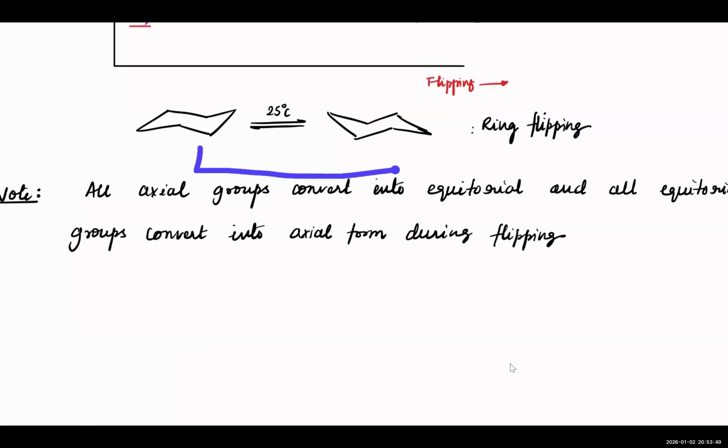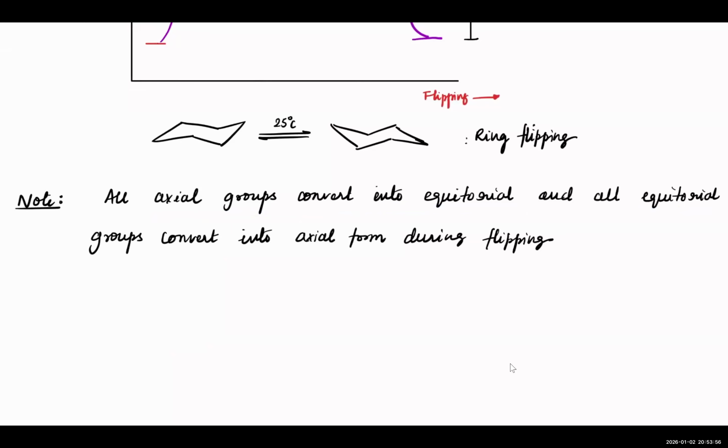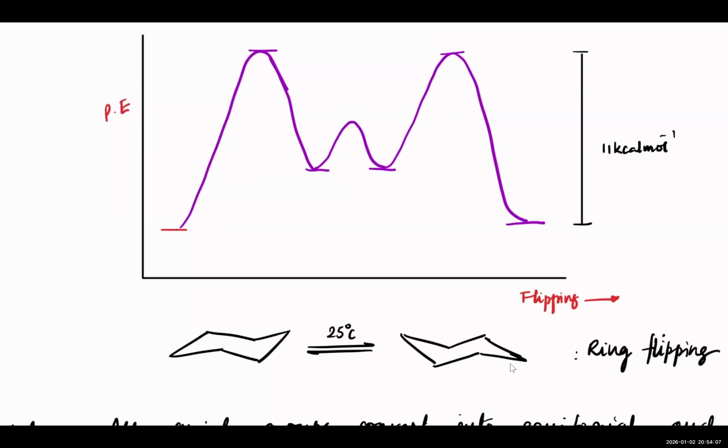Usually, the flipping happens on its own at around room temperature. All the axial groups convert into equatorial and equatorial convert into axial whenever there is a ring flipping happening. This is what I told you, correct? Although it is not asked, just for the sake of information, I'm showing it to you. This energy is approximately 23 kilojoules per mole, while this one is around 27 kilojoules per mole, and the total is approximately 45 kilojoules per mole. This is the energy diagram.